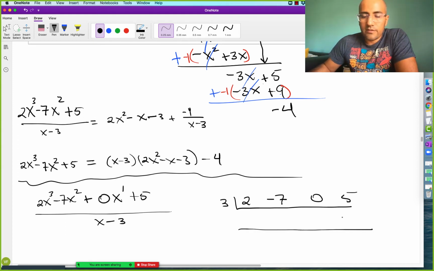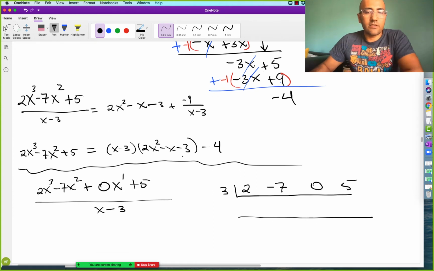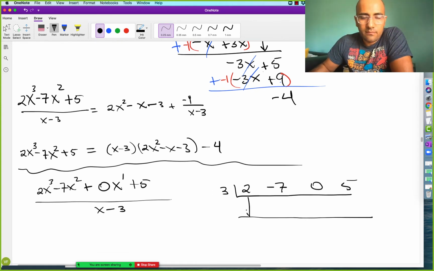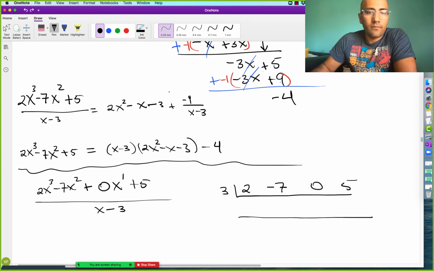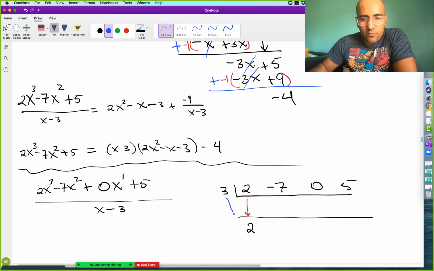Okay, so here's how the synthetic division process is going to work. We're going to bring down this 2 to begin with. We're going to bring down this 2 right there. We're going to multiply this one times that one to give me the product, which is equal to 6 in this case. Then we're going to add down.